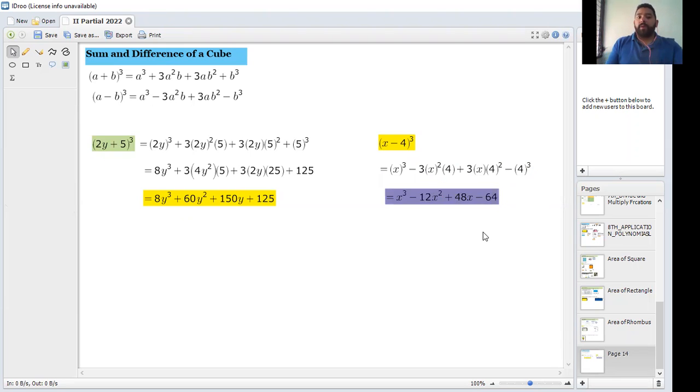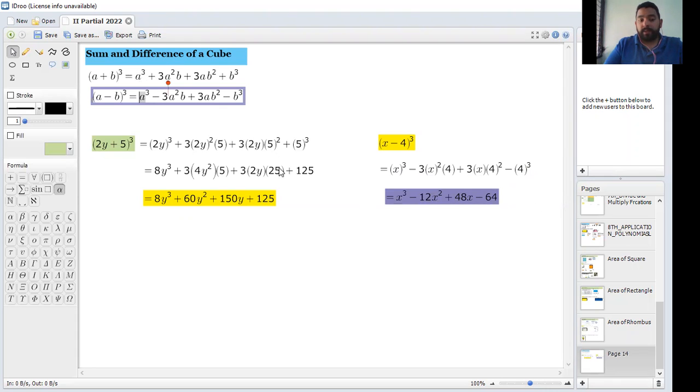And in that way, we applied the cube of a binomial. And this is the answer. It's just basically to apply the addition and difference of a cube.